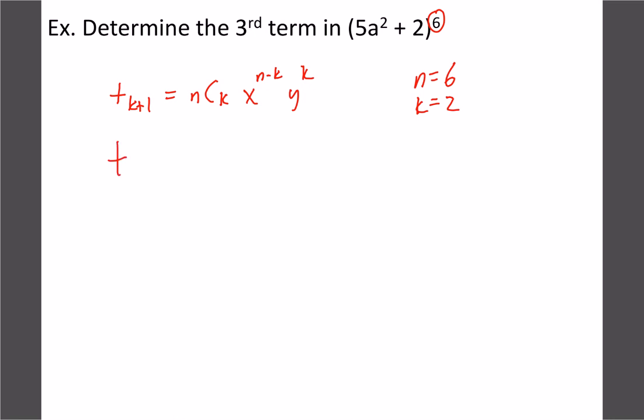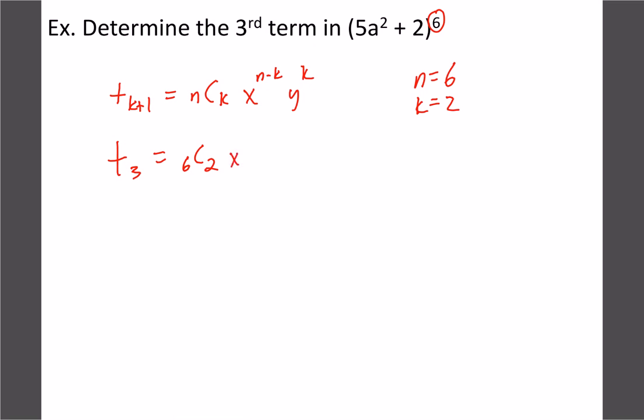So if we plug all that in, we'd have t, 2 plus 1 is 3. So we want the third term, so that's good. So we do 6c2, which you could kind of figure out because our first term with the 6 would be 6c0, and we'd have 6c1. So the third would be 6c2, so that's good.